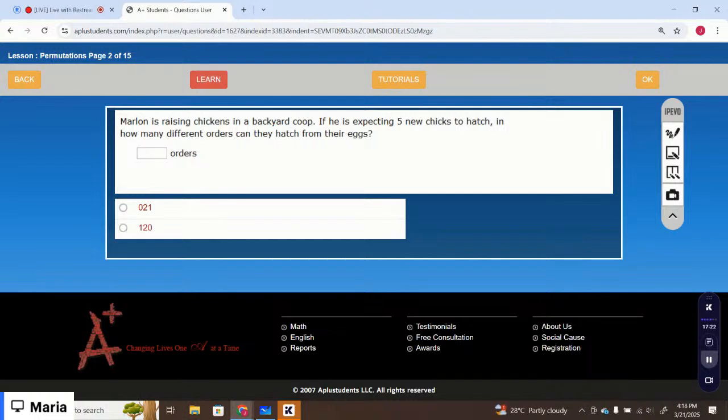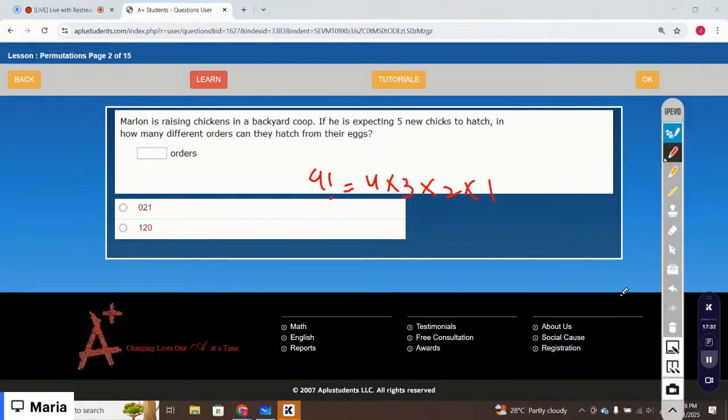Manav is raising chickens in a backyard coop. If he is expecting five new chicks to hatch, in how many different orders can they hatch from their eggs? So five new chicks. So you have to do 5 factorial. That is 5 times 4 times 3 times 2 times 1. You have to start with five and multiply all the numbers down until one, right?